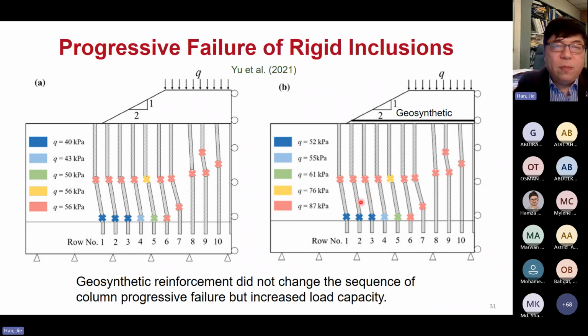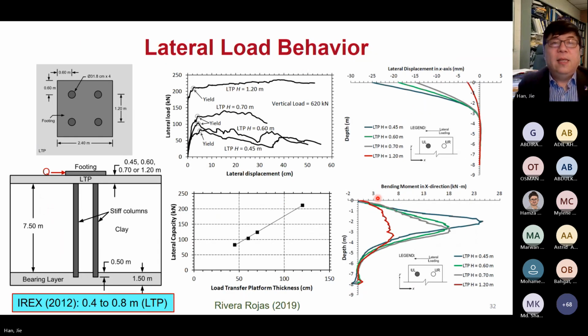This is dealing with the concrete pile as a rigid inclusion embankment, and they observed the breakage of the columns during the failure. The columns broke gradually, one by one, and eventually the whole embankment failed. Now, geotextile did help, basically did not change the sequencing of the progressive column failure, but increased the load capacity. Here it shows the load: at this load those columns break, then this column breaks, and then all the columns break.